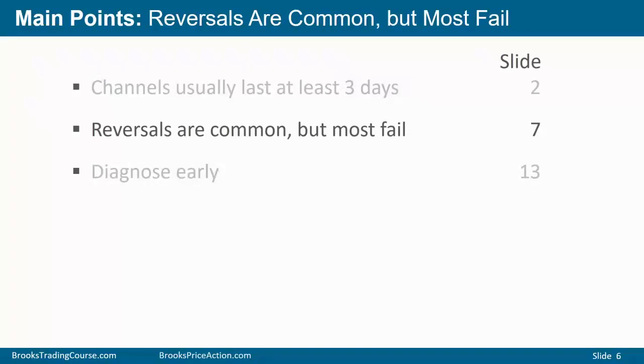As with all bear trends, reversals are common, and again, as with all bear trends, most reversals fail. That's my 80% rule. If the market's in a bear trend, 80% of reversal attempts will fail, and therefore it's better to look to sell the reversal attempts than to buy them.